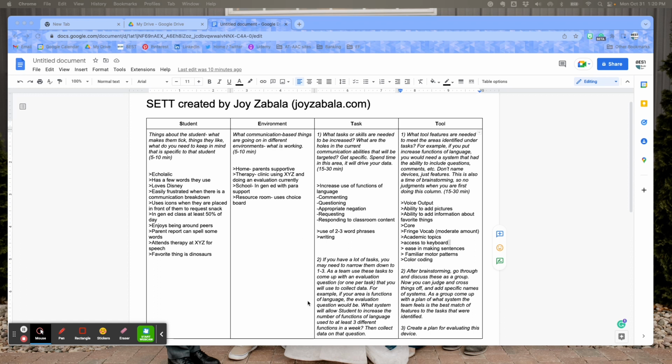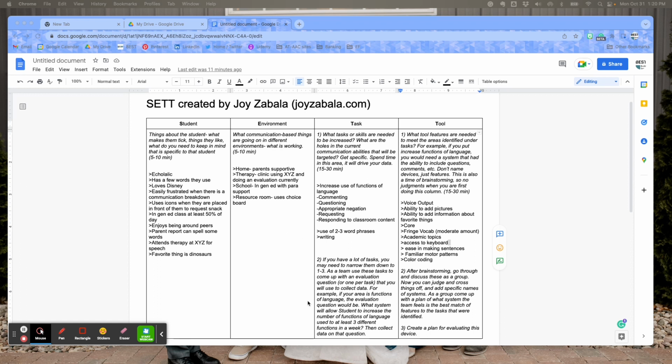Right now we're just going to brainstorm, and what you're going to brainstorm is what are the things that a system needs to be able to do. So for this student, we want voice output. We want to be able to add pictures because the student loves his peers, and we want to add pictures of the peers. We want to add information about favorite things.